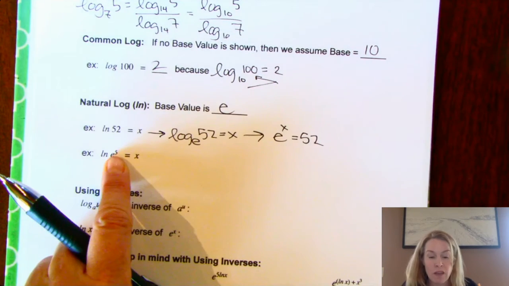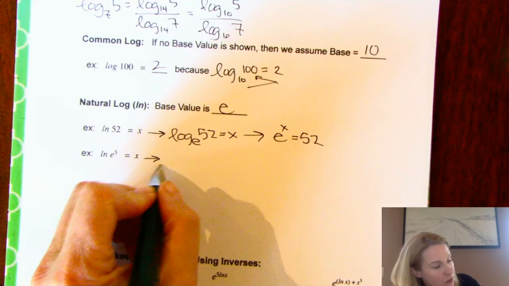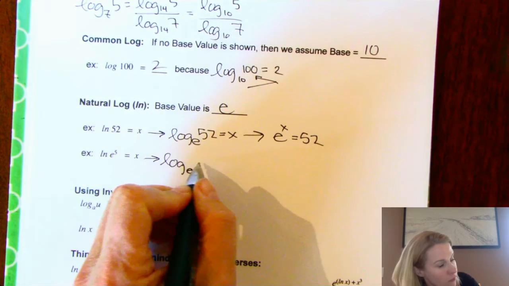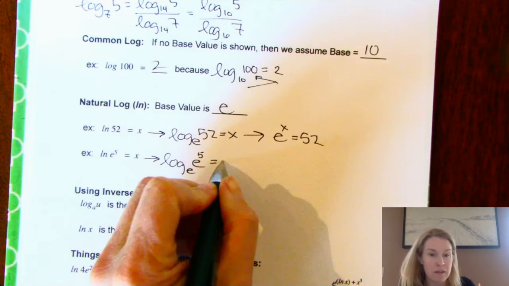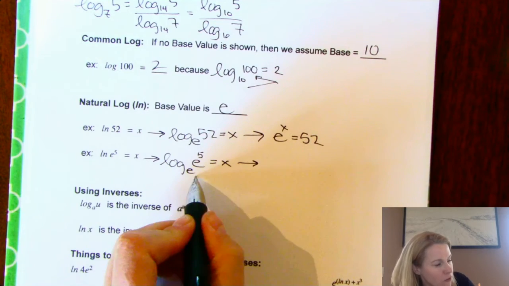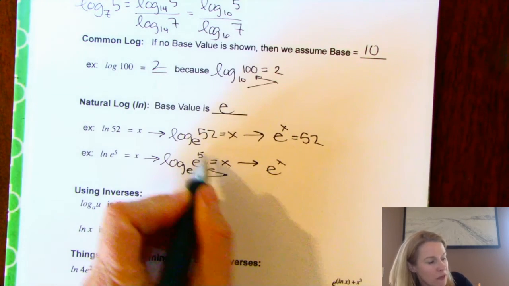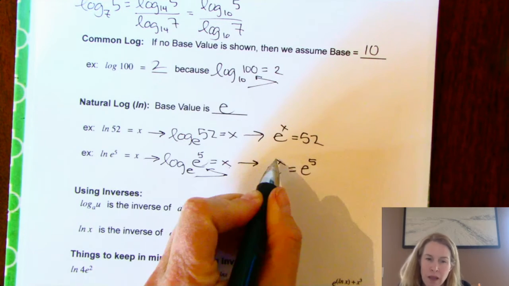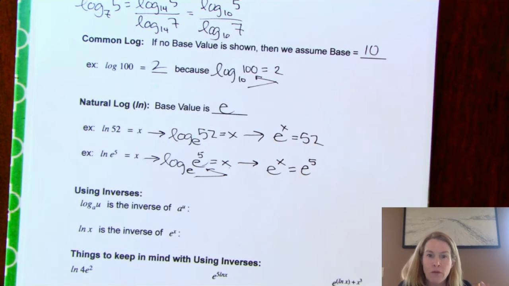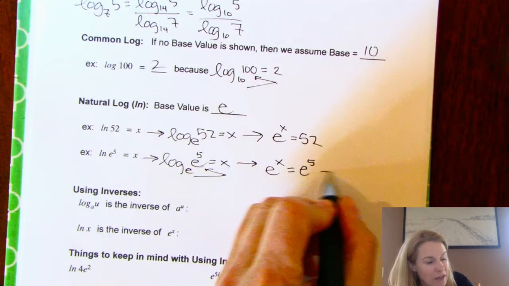Here's another one. ln of e to the 5th equals x. Remember, this means log base e of e to the 5th is equal to x. If you think about this logically, what that means is, if you use little arrows there, e to the x is equal to e to the 5th. Once you have it written like that, hopefully you see e to the x is e to the 5th. Well, clearly, x has to be equal to 5.